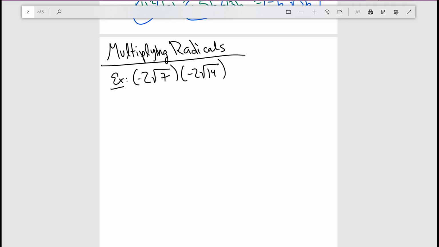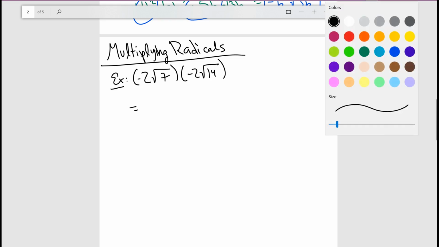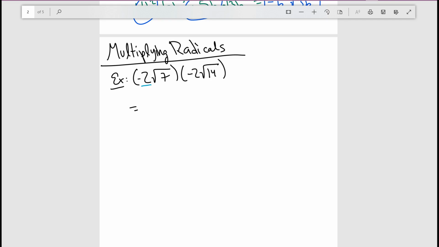So what we're going to do is basically just multiply them straight up. If you have a -2 and -2, that's going to give me a +4. And then what's going to be under the square root? Under the square root, you're going to get a 7 multiplied by a 14. Now, I usually don't multiply them because later on you're going to have to simplify it a little bit more. So let's break it down.